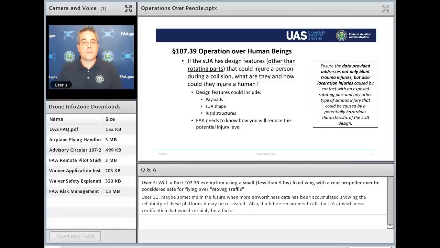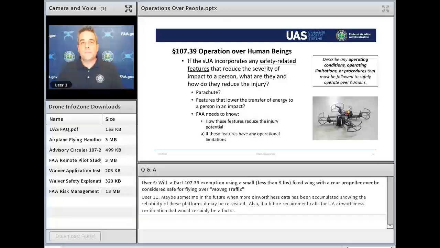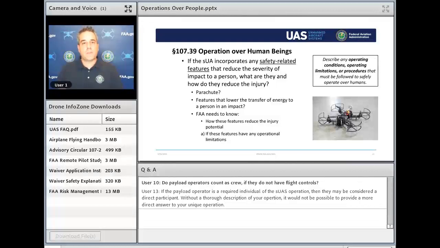So while most people think of rotor blades right away as what's going to cause the injury, the actual design of your unmanned aircraft could cause injury as well. The payload you're carrying, the shape of it, whether it's a rigid structure or something that's frangible that would break apart upon impact. Provide that information to us so we know how you're determining your injury level, because we need to know whatever you're doing with your unmanned aircraft, you're doing to reduce the potential for injury to humans.